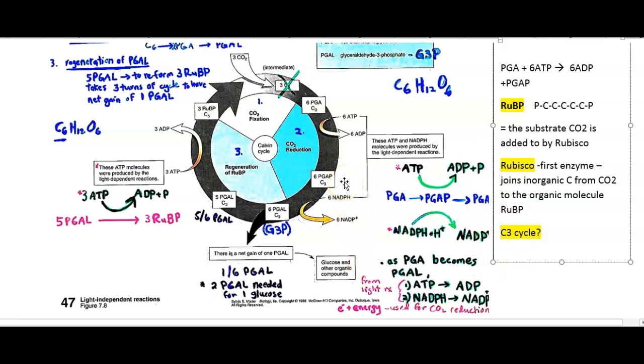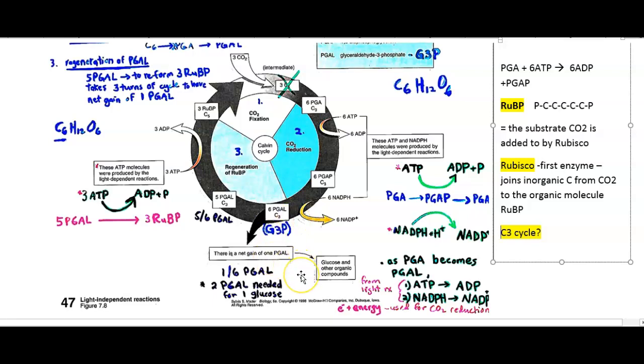Alright, so now we have 6 PGAPs. Now it's going to get further reduced using the electrons and the hydrogens that NADPH was carrying. So it drops it off, becomes 6 PGALs. Remember, PGAL and G3P are exactly the same thing, just different ways to say the same molecule.